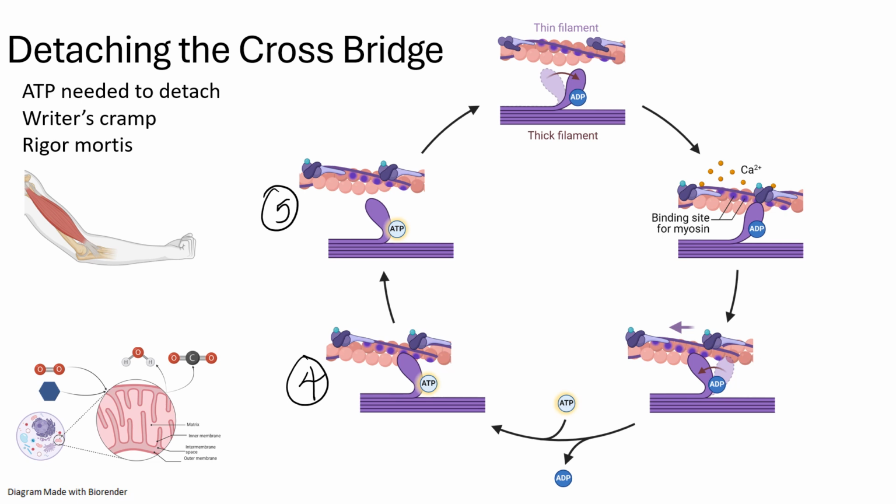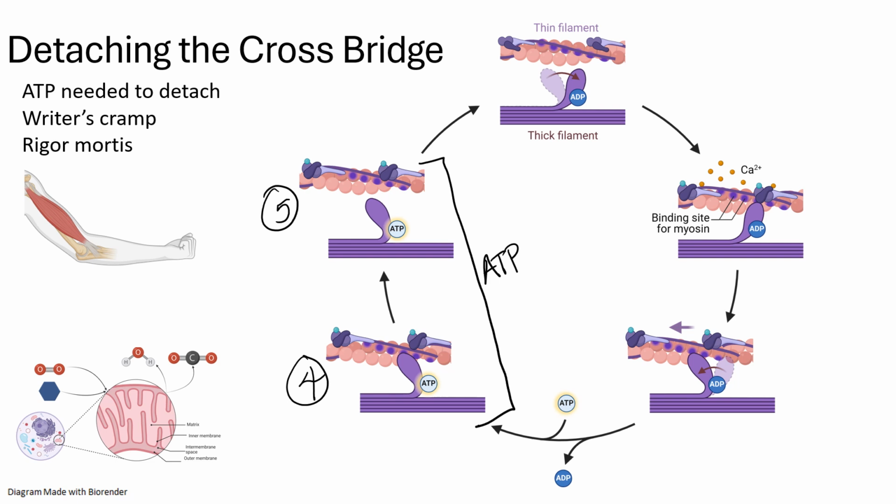In picture 5, the cross bridge is detached and ATP is present. If we cycle back again to our beginning picture, not only is the cross bridge detached, but the myosin head is also cocked back into its original position. And ATP is not present on the beginning picture of this cycle. In fact, ATP is only present in these two right here that have to do with resetting the contraction.